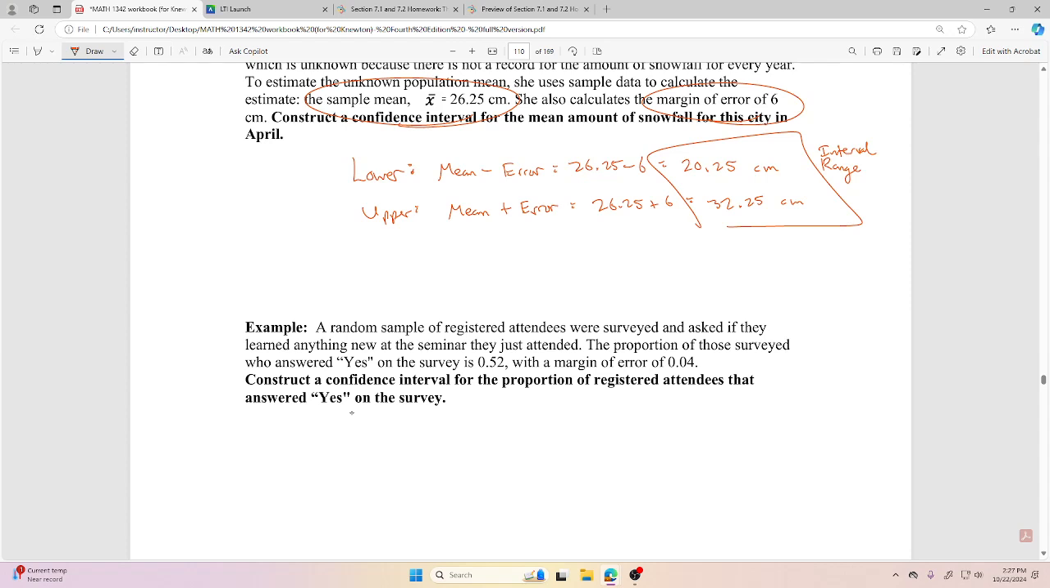A random sample of registered attendees were surveyed and asked about a survey. So then those who answered yes with the margin of error, so this is like the mean and the error, and they ask, what's the confidence interval now? All they're doing, again, is taking the mean plus or minus my margin of error.